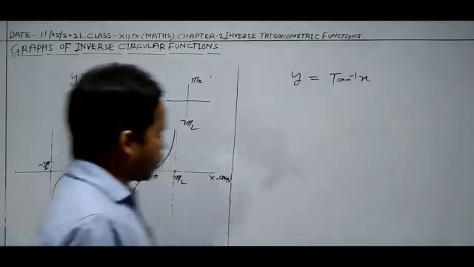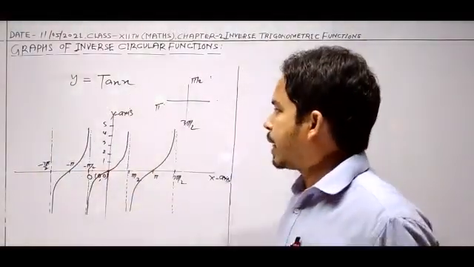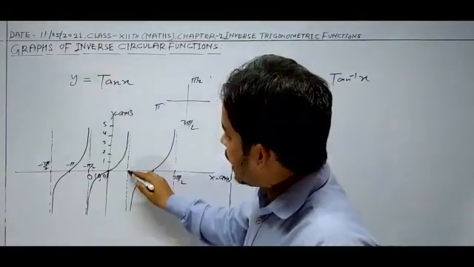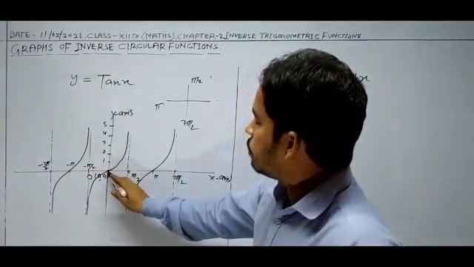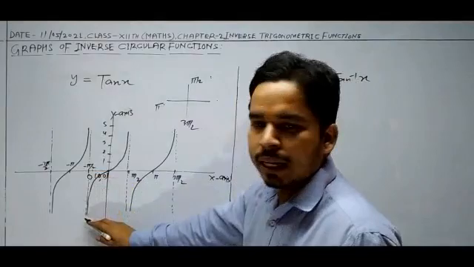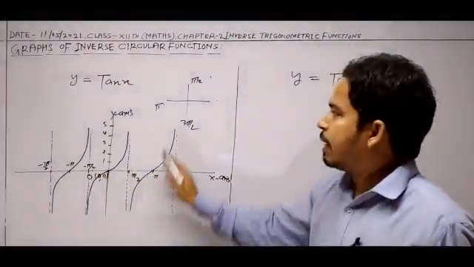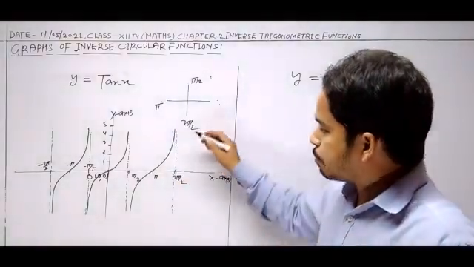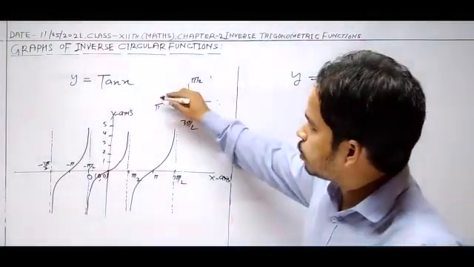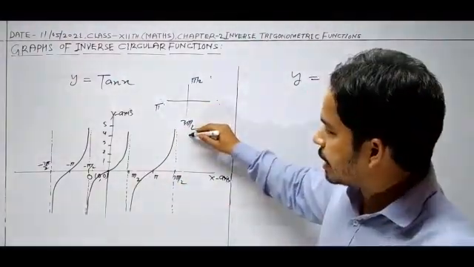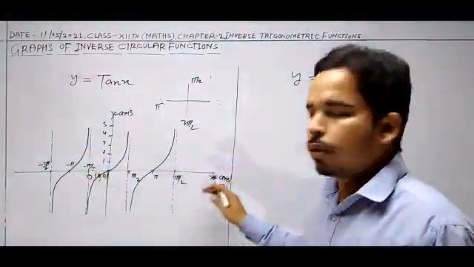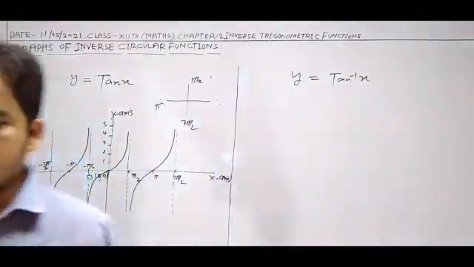So now this is the function y is equal to tan x. You will see tan 90 value is infinity, tan 0 value is 0, tan minus 90 value is minus infinity, and tan pi value is 0. So at pi by 2, 3 pi by 2, the result goes to infinity. So this is the function of y is equal to tan x.